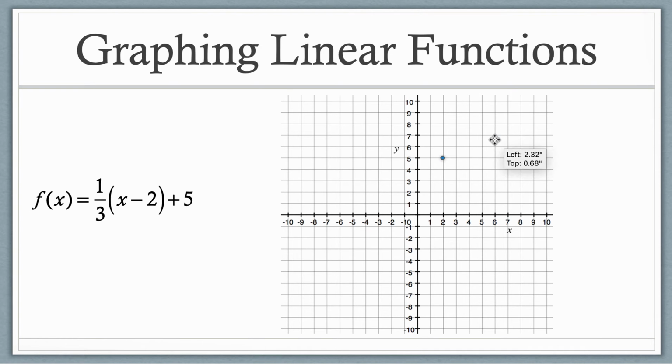Next, I'm going to use my slope to find 2 more points on the line. So my slope is telling me that the change in my y value is 1 and the change in my x value is 3. So I'm going to go up 1 and then to the right 3 places. I'm going to do that another time to get a third point because 3 points will give us the most accurate line if we're doing this by hand. So again, I'm going to start off at that second point, go up 1 and to the right 3.